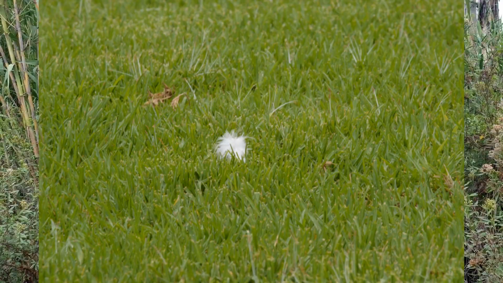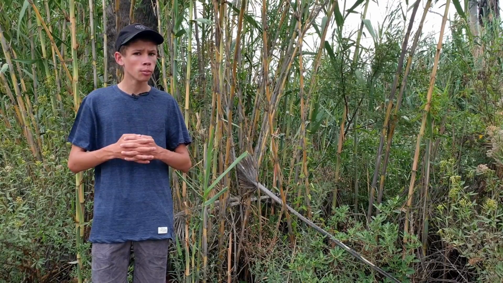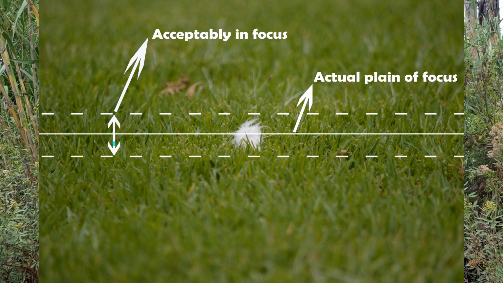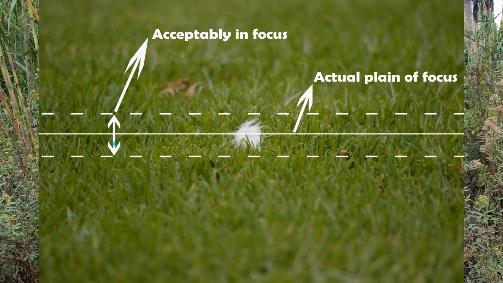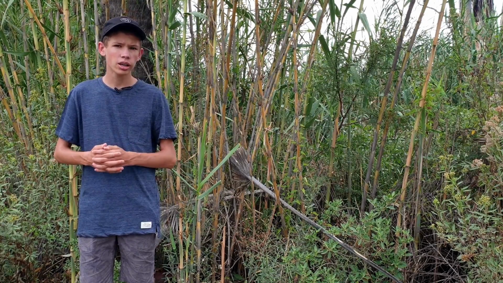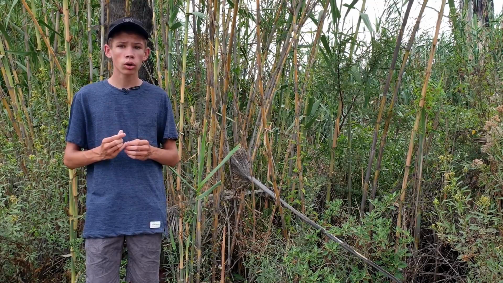The word acceptably is used because no matter what the f-stop, there's actually only one line at which subjects are truly in focus, with the foreground and the background fading to blur from that line. The rate at which subjects fade to blur from that line is determined by the f-stop. Because larger apertures create a faster fade to blur from that line, there's a smaller plane or a thinner plane at which subjects are acceptably sharp.